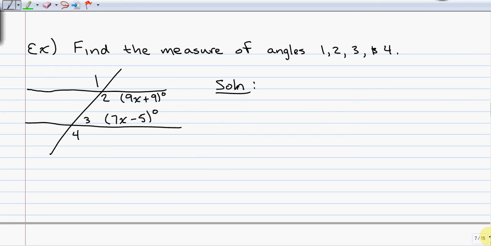So, let's find the measure of all these angles drawn in this picture: 1, 2, 3, and 4. The way that we want to approach this is we want to start with the angles that they actually give us some information about, namely 2 and 3. So 2 and 3 are interior angles on the same side of the transversal. So they must add up to 180 degrees.